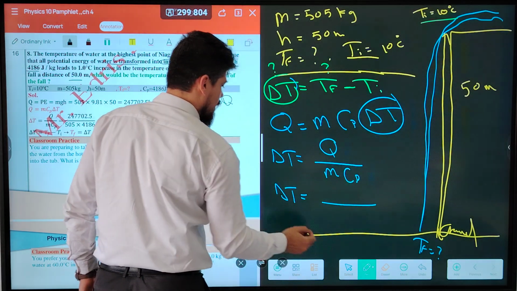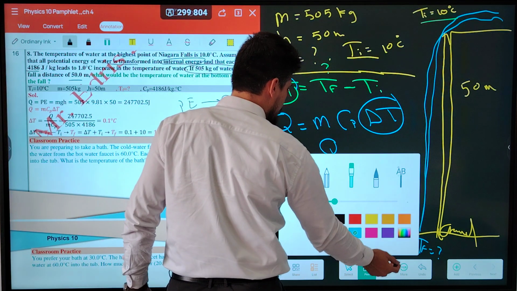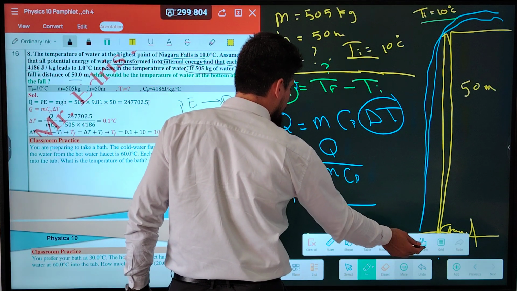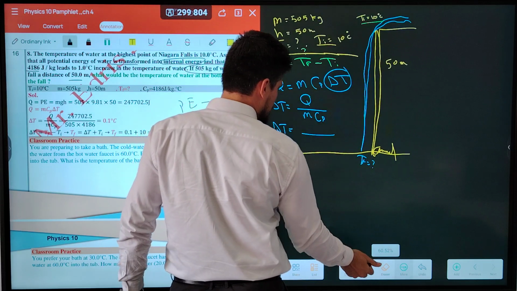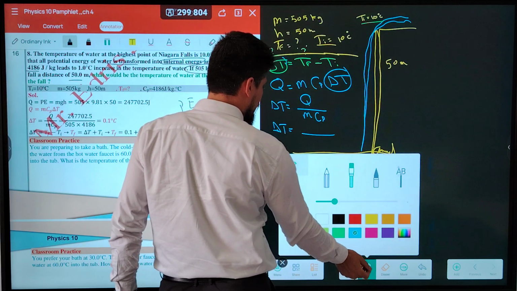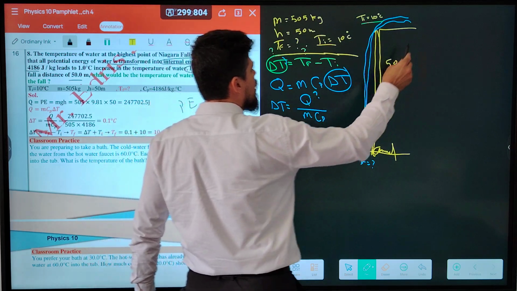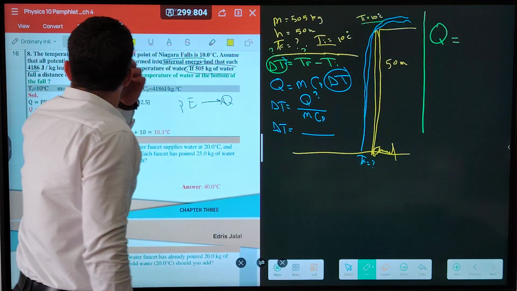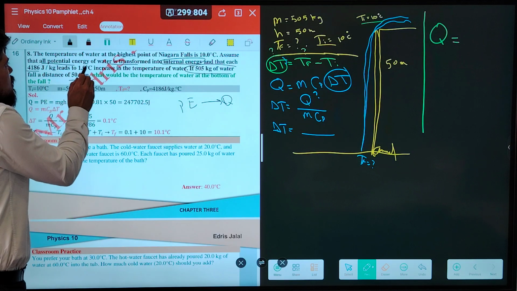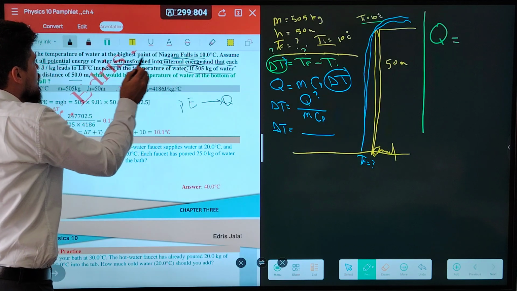Delta T is equal to what? Q. Do we have Q? No, we don't have Q. But instead of Q, we have some extra information in order to determine Q. Guys, look. We don't have Q. How can we determine Q? The question says, assume that all potential energy of water is converted into internal energy.